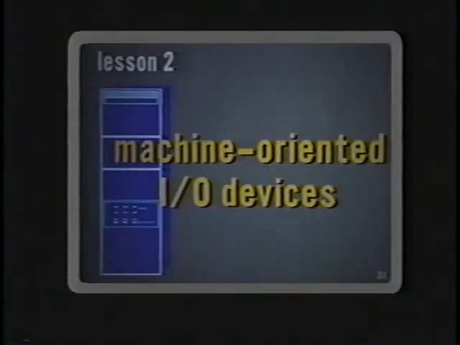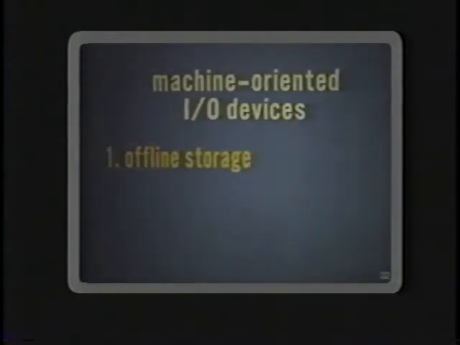Machine-oriented input and output devices are devices whose media hold information in forms that other devices can use. There are three basic categories of machine-oriented input and output devices. The largest category is offline storage devices. The media of offline storage devices can be removed from the machine, stored in cabinets, and put back into the machine at a later time.